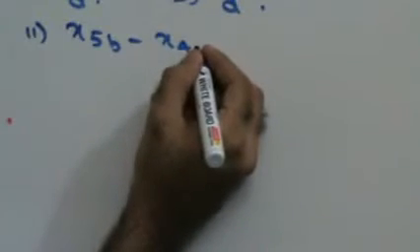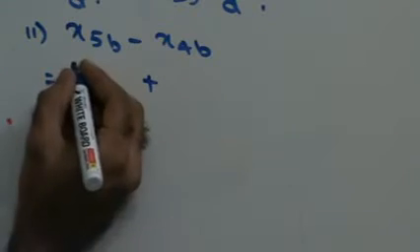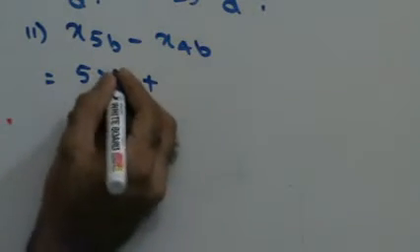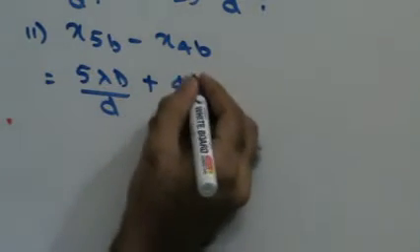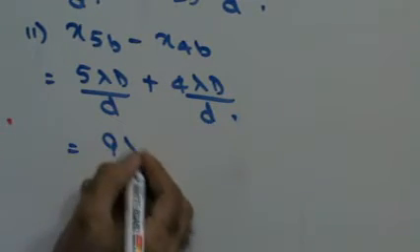Second part of the question. The distance between the 5th bright and the 4th bright band on opposite sides. Since they are on opposite sides, I have to add them. Since both are bright bands, I'll use the formula n lambda D by d. So this is going to be 5 lambda D by d plus 4 lambda D by d. Straight away you can do this as 9 lambda D by d.